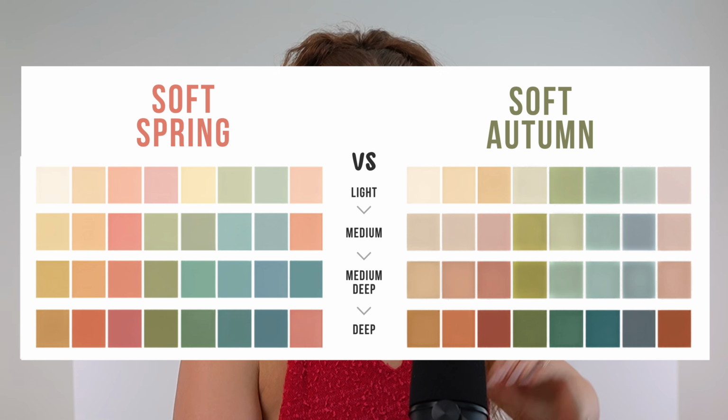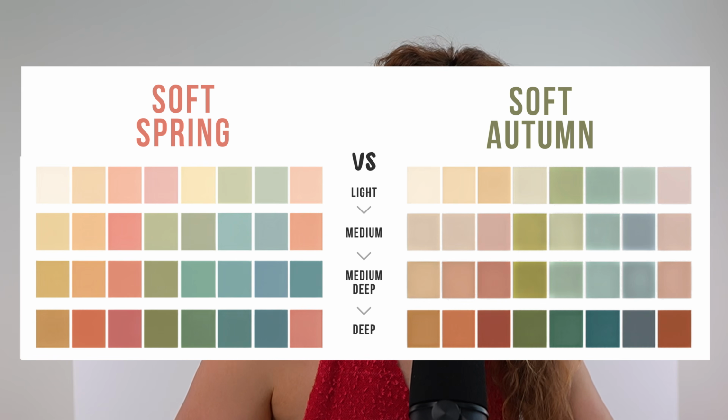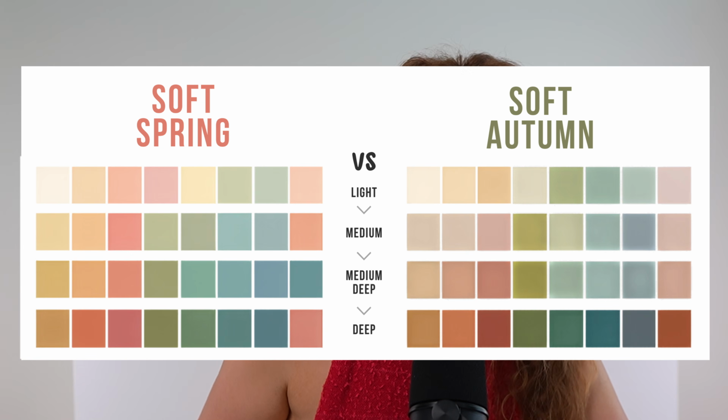Versus the exact same thing, just make them a little bit deeper. So those sages become a little bit deeper. Those aquas become a little bit deeper. And it's not a huge difference. Now, this is where things get a little bit confusing.